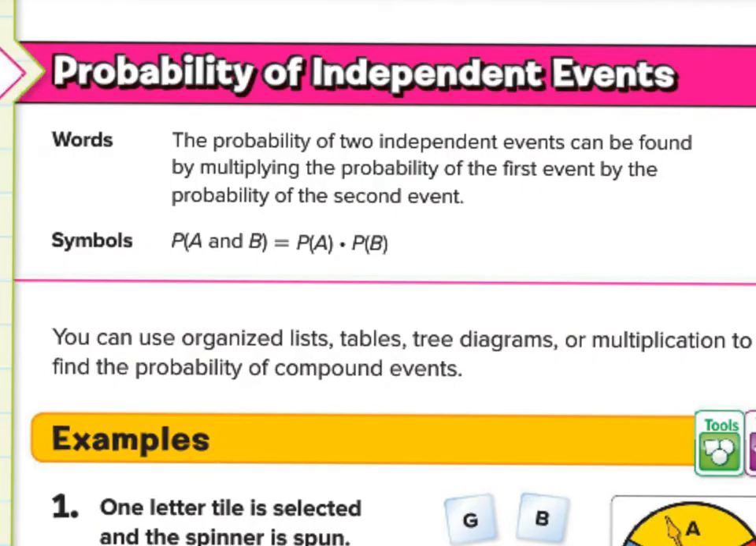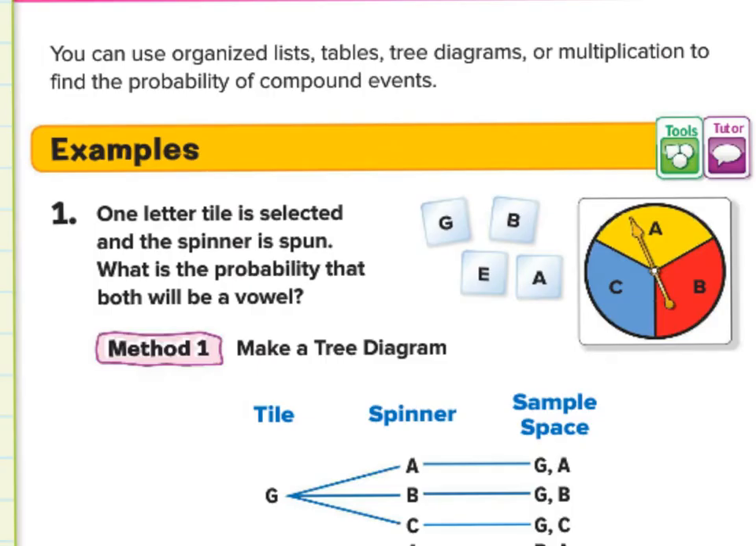So here is the key point of the lesson, probability of independent events. The probability of two independent events can be found by multiplying the probability of the first event by the probability of the second event. So probability of A and B is probability of A times probability of B, A being the first event and B being the second event. When determining probabilities of independent events, you can use organized lists, tables, tree diagrams, or multiplication to find the probability of compound events.